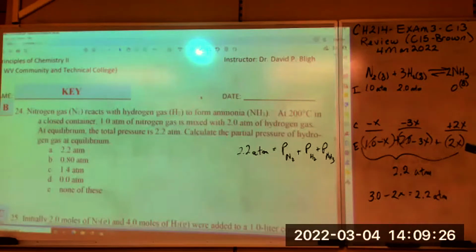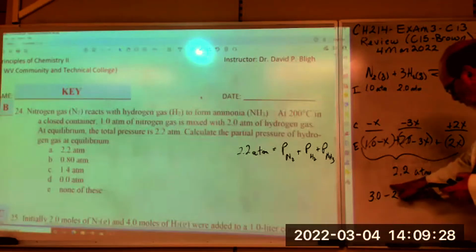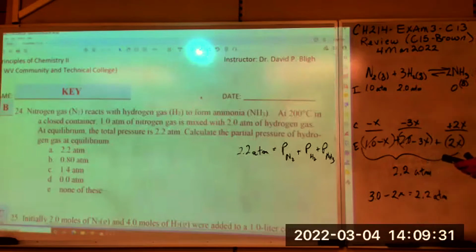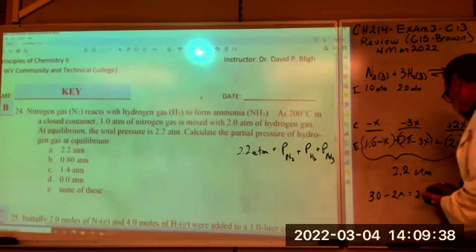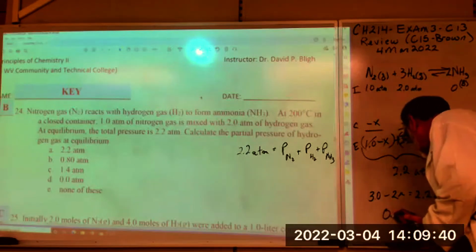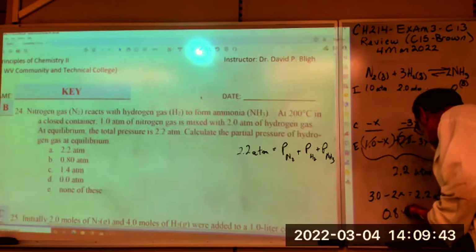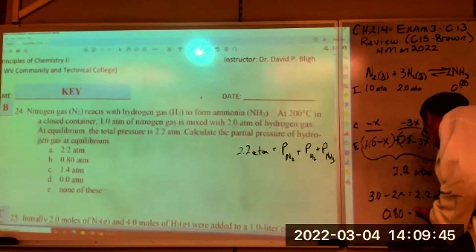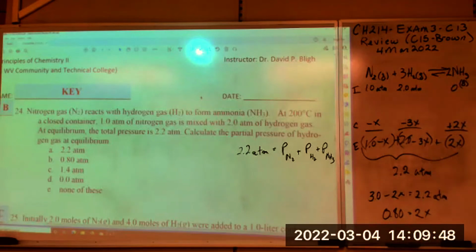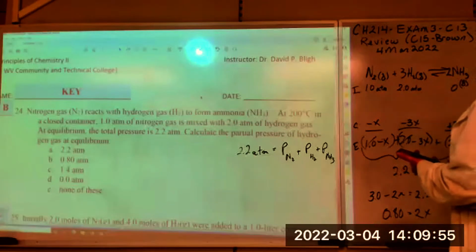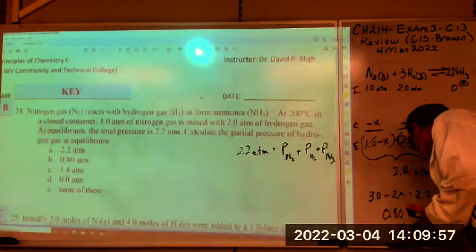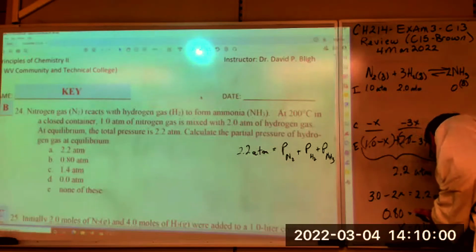So 2.2, let's move this one over here and that one over there. This would be 0.8 atmospheres equals 2x. Right? Well, that says x is equal to 0.4 atmospheres.